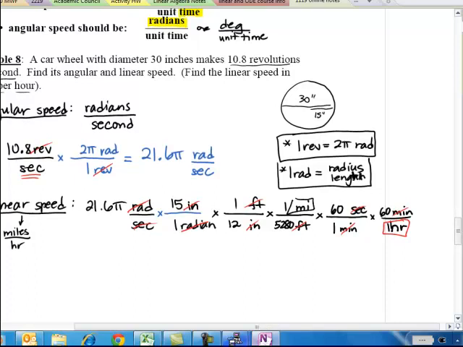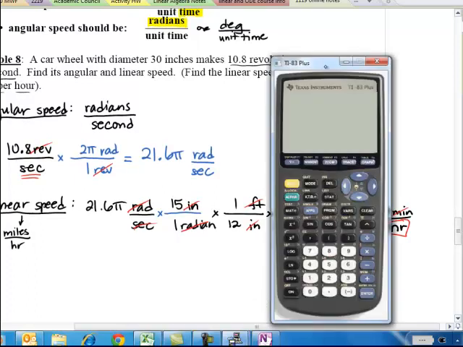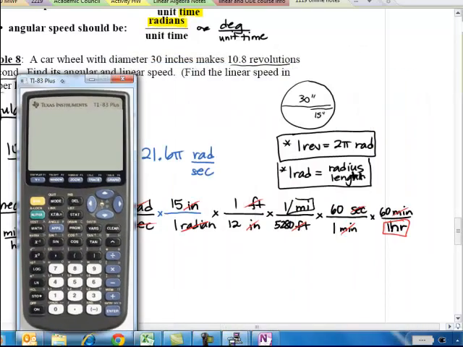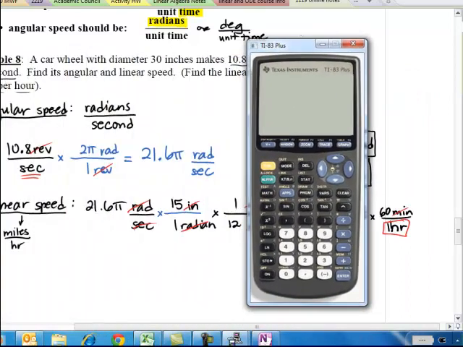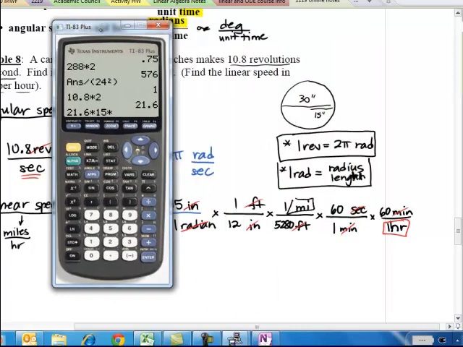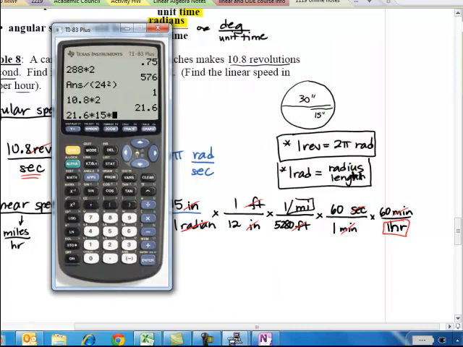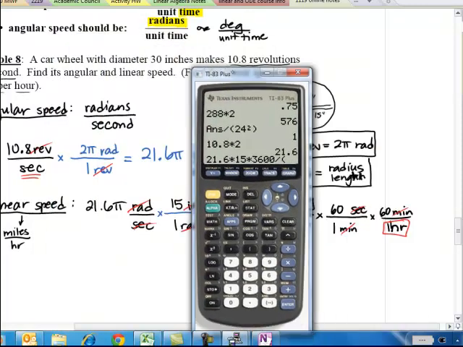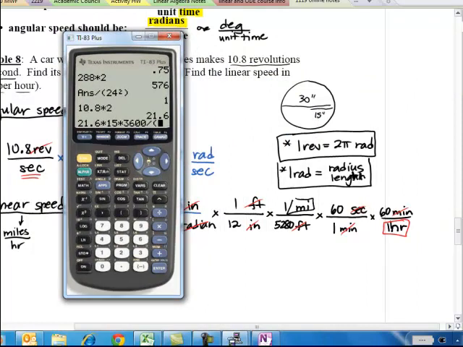And then you'd grab a calculator, multiply all of the numerator factors together. I don't have a space to put it. So 21.6 times 15 times 3,600 divided by, and the denominator factors look like 12 and 5,280.